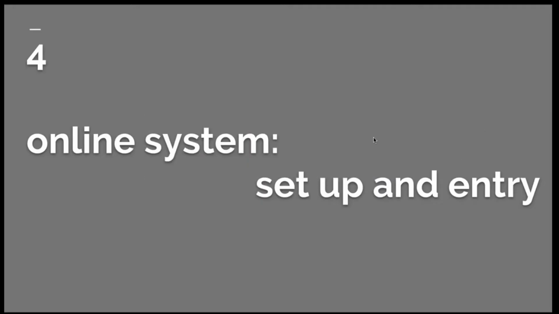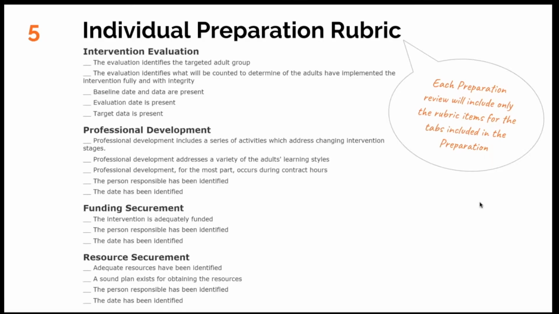We'll go back to the presentation. So the individual preparation rubric. Each preparation review will only include the rubric items for the tabs included in the preparation. So if I had only had tabs for evaluation and professional development, those are the only sections I'm going to see on my rubric. If I have all of them, then I'm going to see all of them.